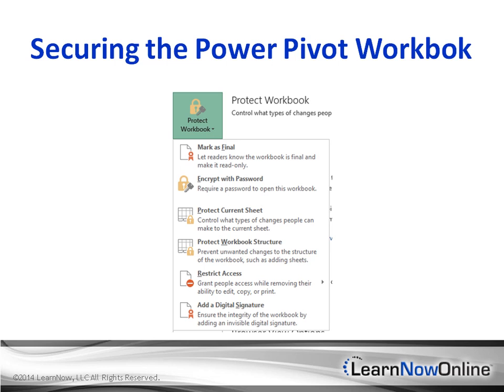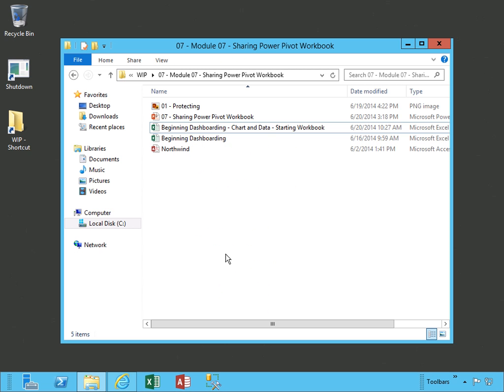Where would we do the securing process? It would be under File and our Protect Workbook option. We will see how to reach that option here. And as mentioned before, we have the Mark as Final, Encrypt with Password, Protect Current Worksheet, Protect Workbook Structure, and while we have a few others on the bottom, we're not going to be looking at those. Now let's go ahead and secure our workbook.